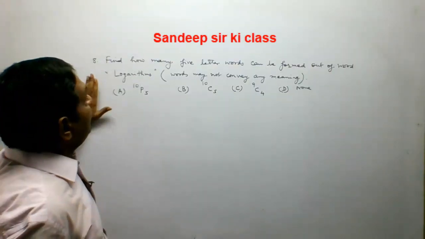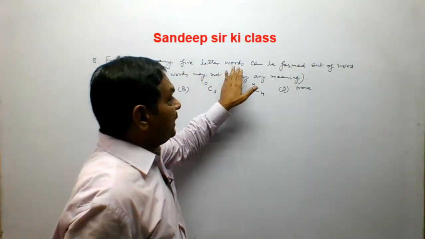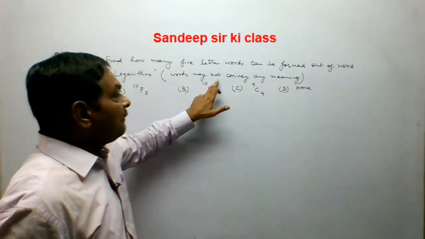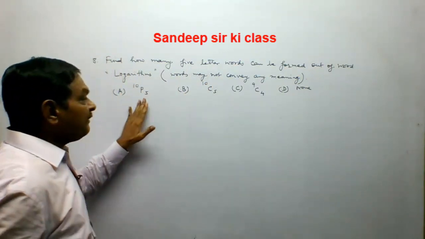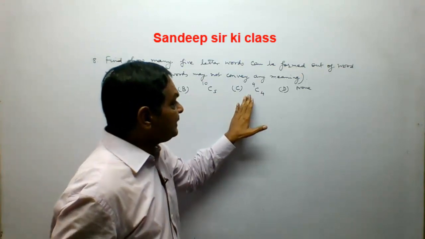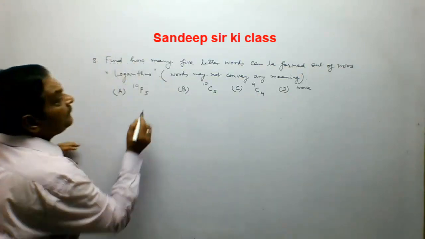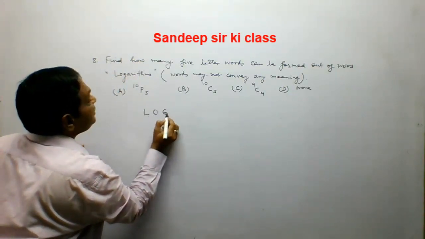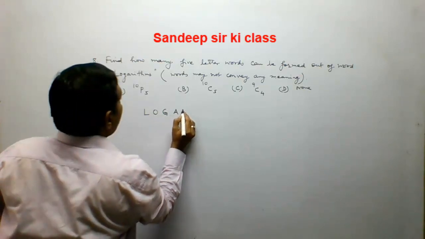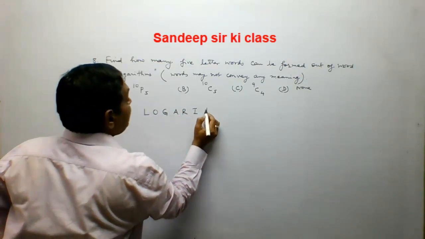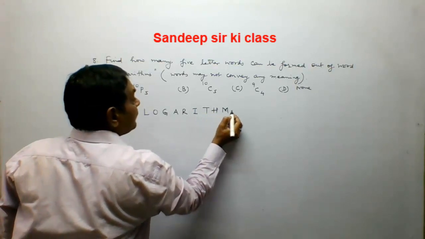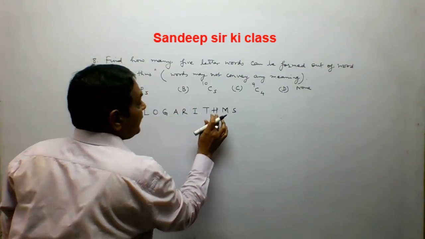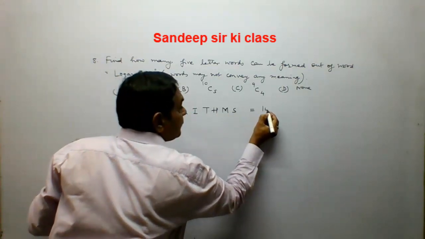Question number 8. Find how many 5-letter words can be formed out of the word LOGARITHMS. The word may not convey any meaning. Options are 10P5, 10C5, 9C4 and none. See, logarithms has letters L, O, G, A, R, I, T, H, M, S. 1, 2, 3, 4, 5, 6, 7, 8, 9, 10. 10 letters.